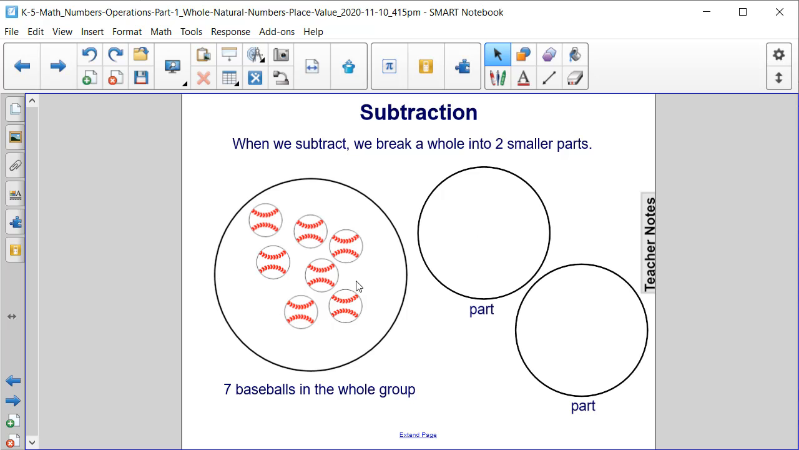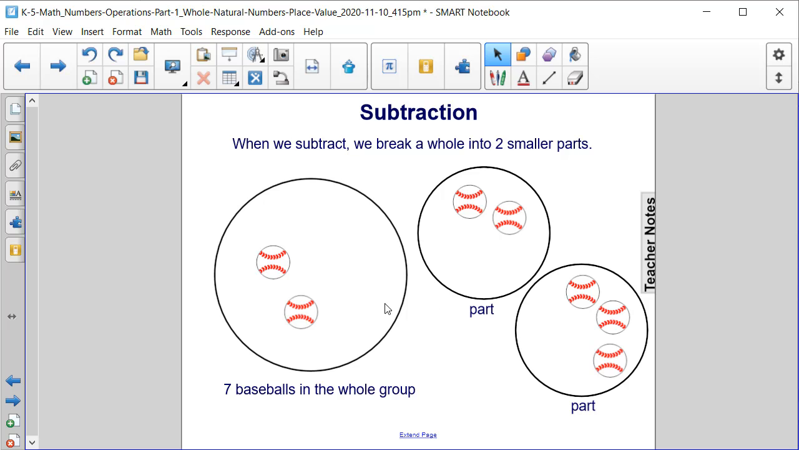When we subtract, we break a whole into two smaller parts. So we have a total of 7 baseballs in this whole group, and we can split it up into 2 parts. So let's say we had 2 in the first part and 5 in the second part. So you could have 7 minus 2 equals 5. That's not the only way that you can do it either. You could also show maybe you have 7 baseballs at the original set, and you break that down into 4 and 3. So 7 minus 4 gives you 3. There are a variety of ways that you can break down the entire group of baseballs or whatever objects you're dealing with into smaller parts to show that subtraction.